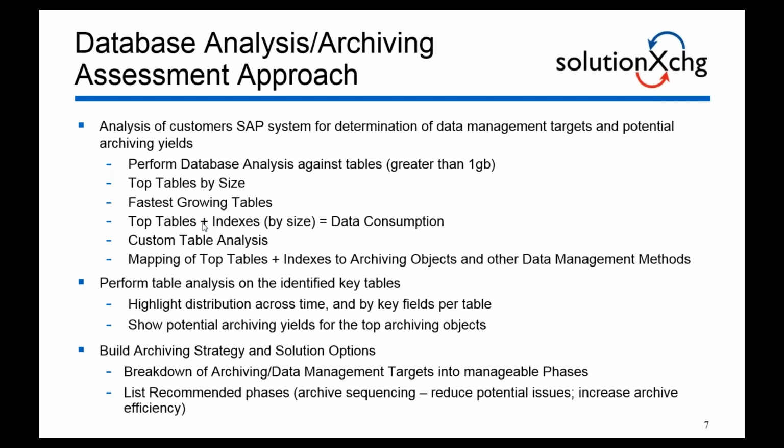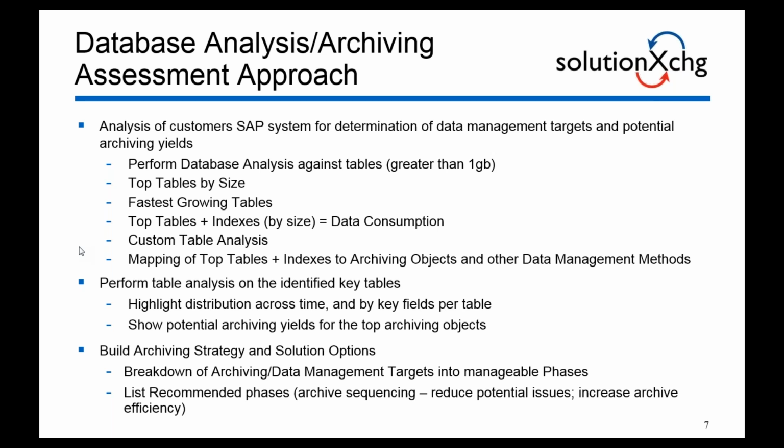The archive strategy would be a breakdown of archiving and data management targets into manageable phases. Archiving phases shouldn't be one phase where you try to archive the whole system. There's a limited number of background processes in the system. You can only run a certain number of data archiving runs at one time anyway. So really, it makes most sense to have multiple phases with, let's say, 3 to 5 archive objects as part of one phase.